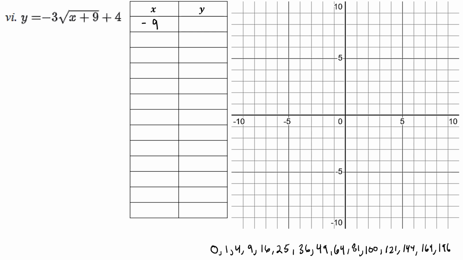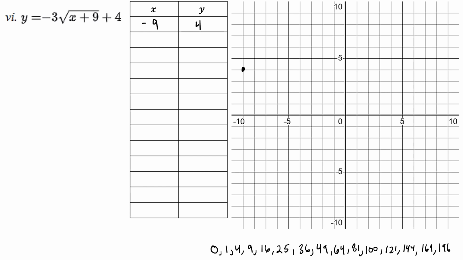Then either in my calculator or mentally, let's calculate this value. Negative 9 plus 9 is 0. Square root is 0. Negative 3 times 0 is 0. 0 plus 4 is 4. So the point (negative 9, 4) is on this graph. So we're going to plot that. 1, 2, 3, 4, 5, 6, 7, 8, 9, and up 4. So that point is on the graph.